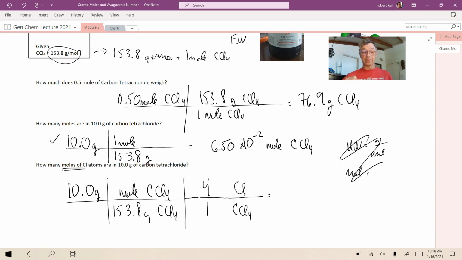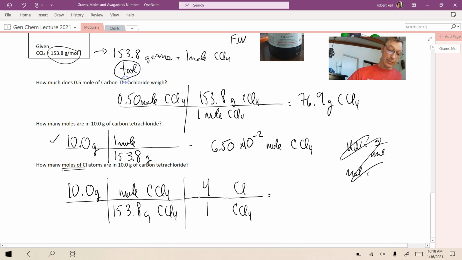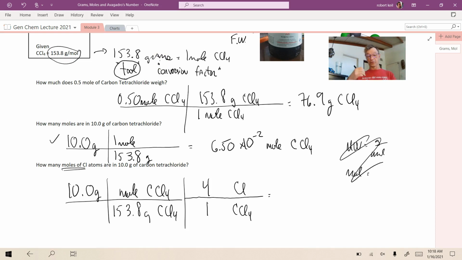So a formula is a conversion factor. A formula is a tool. A molecular weight is a tool, right? So the tool, or the conversion factor, that's what most textbooks call it. Tools and conversion factors are the same thing. We use them on a number. And remember, a conversion factor or a tool is always something equals something, or something slash something.